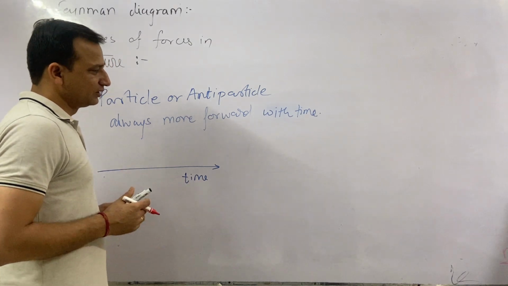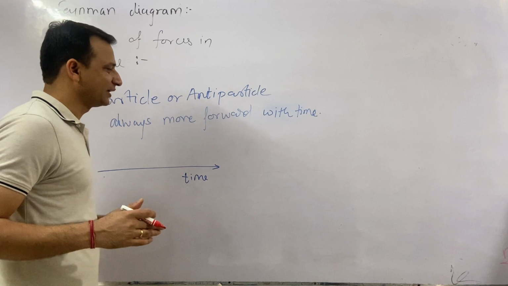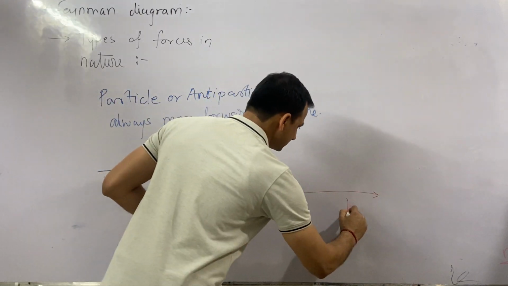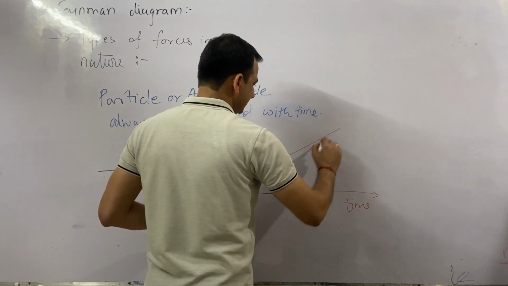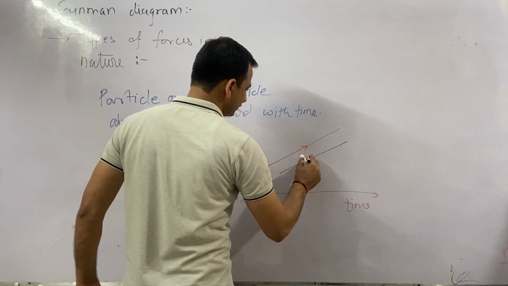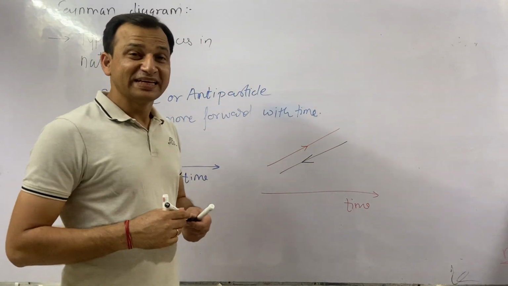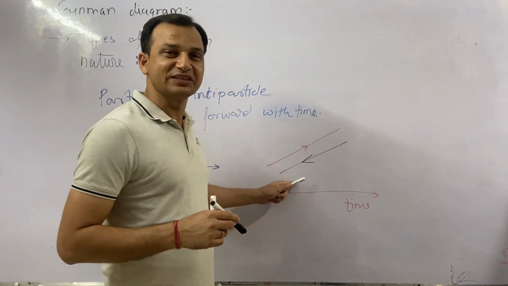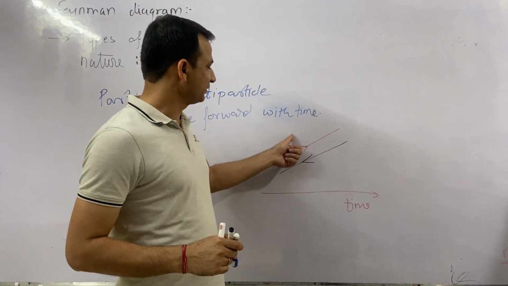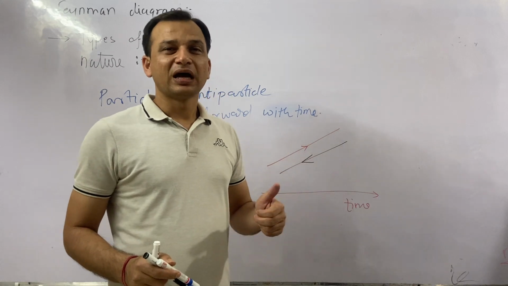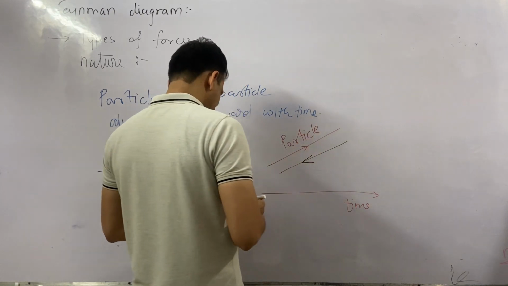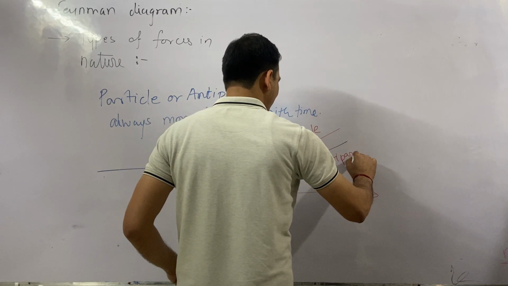There is a convention to represent particle and antiparticle in a Feynman diagram. As we have taken the time axis along the positive x-axis, here this is time. The particles are drawn with a forward arrow, something like this, and the antiparticles are drawn with a backward arrow. But this backward arrow doesn't mean that the antiparticle is traveling back in time. No. The antiparticle is traveling forward in time. Just to differentiate the particle and antiparticle, the arrows are drawn opposite to each other. So this one is for particle and this one is for antiparticle.